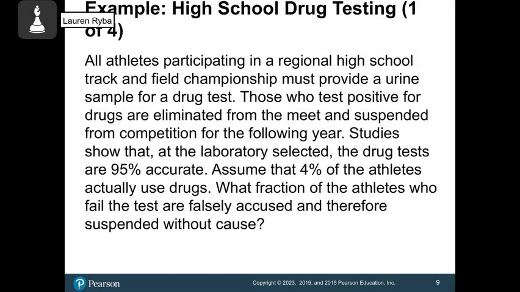Looking at another example here of high school drug testing. All athletes participating in a regional high school track and field championship must provide a urine sample for a drug test. Those who test positive for drugs are eliminated from the meet and suspended from competition for the following year. Studies show that at the laboratory selected, the drug tests are 95% accurate. Assume that 4% of the athletes actually use drugs. What fraction of the athletes who fail the test are falsely accused and therefore suspended without cause?